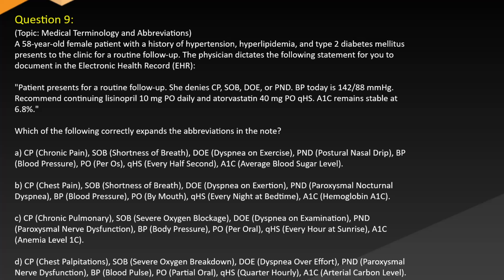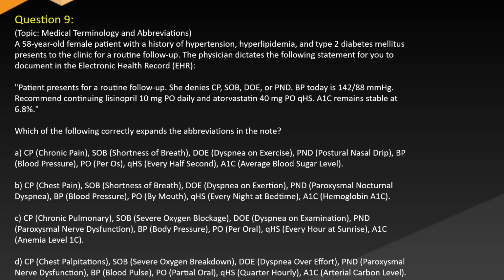C. CP, chronic pulmonary; SOB, severe oxygen blockage; DOE, dyspnea on examination; PND, paroxysmal nerve dysfunction; BP, body pressure; PO, per or; QHS, chest every hour at sunrise; A1C, anemia level 1.